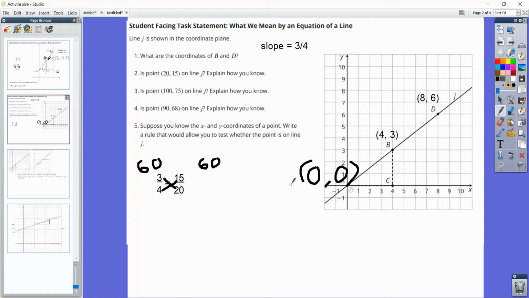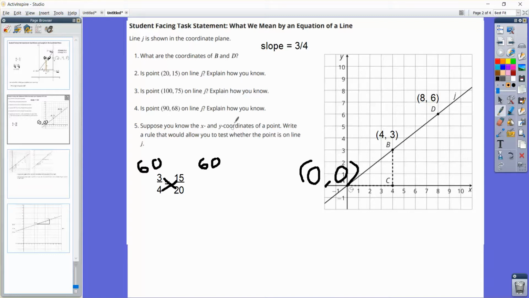Okay, so like I said, that's one of the many ways that you could explain this. If we were to continue using the same pattern of 4, 3, 8, 6, the next point that would behave like this would be 12, 9, and the next point would be 16, 12, and then the next point would be 20, 15, right? So we could keep that pattern going and explain it that way as well.